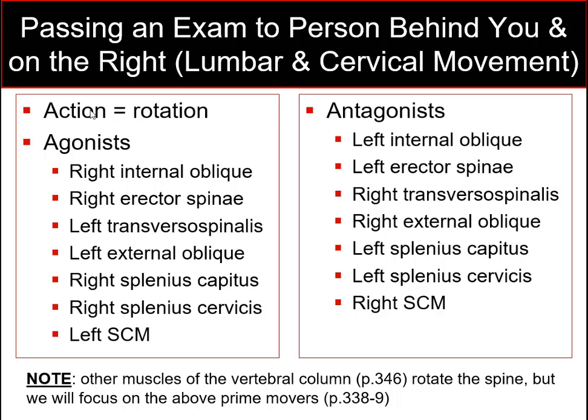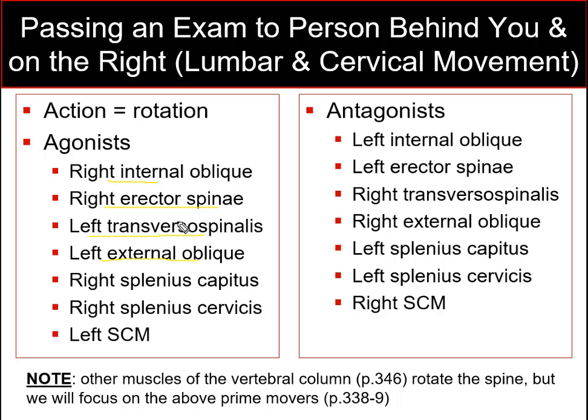So in this case, the action is rotation. The rotation is to the right, and the agonists are going to be, for the trunk, the same side internal oblique, opposite side external oblique, so left external oblique. It's going to be the right erector spinae, so same side erector spinae, opposite side transverse spinalis group.